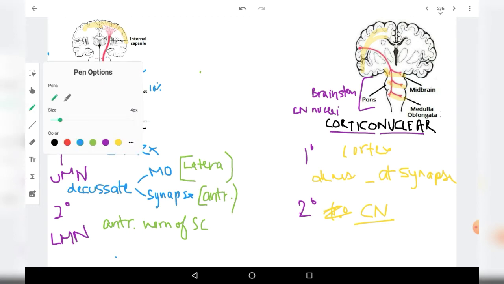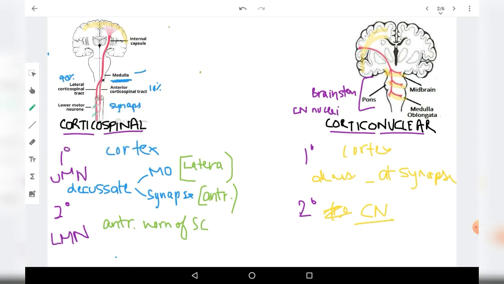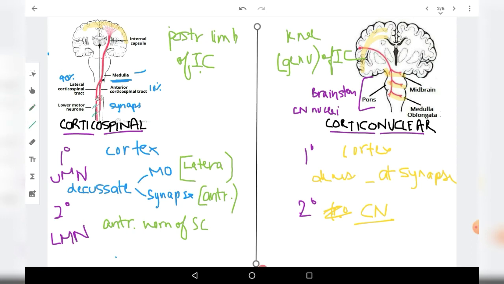Another important difference between these two is that the corticospinal tract passes in the posterior limb of internal capsule, and the corticonuclear tract passes through the knee, or in Latin it is called the genu of internal capsule. So again, this is the main difference between these two. It passes in the posterior limb of internal capsule. It passes through the knee of internal capsule. It passes through the pyramids.